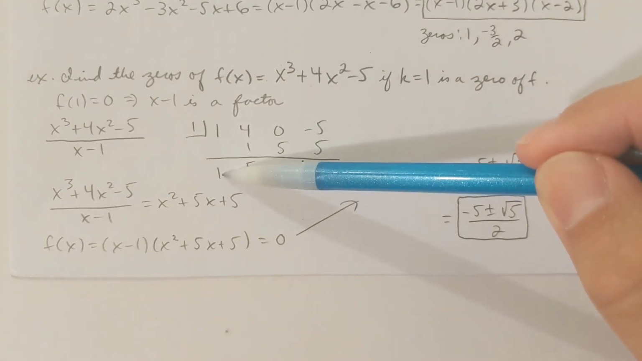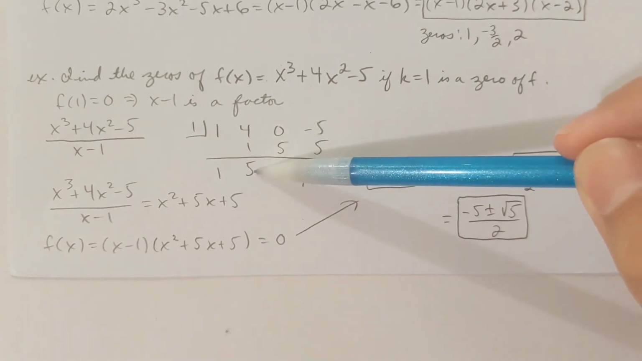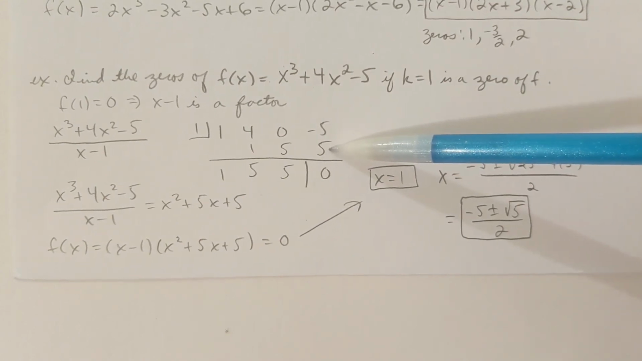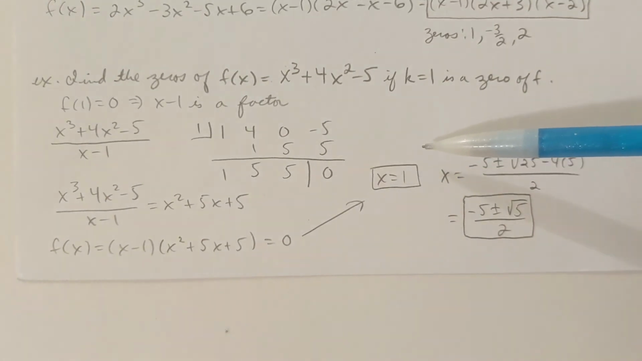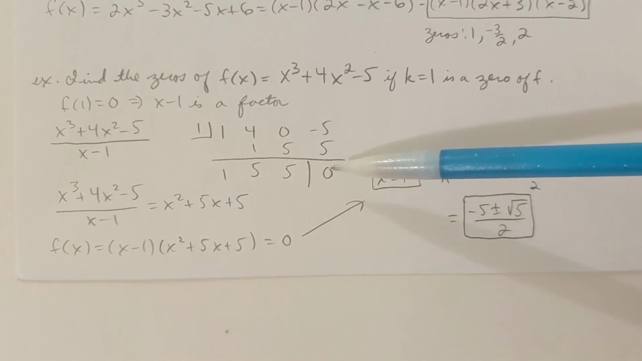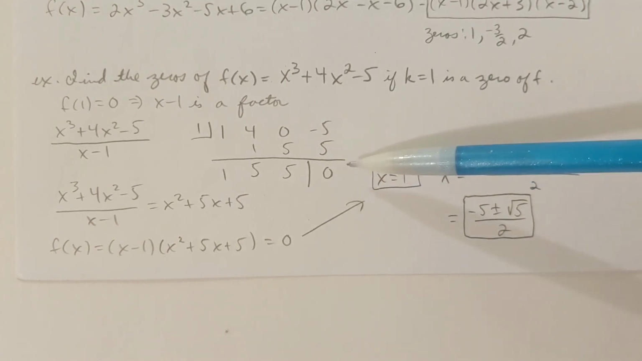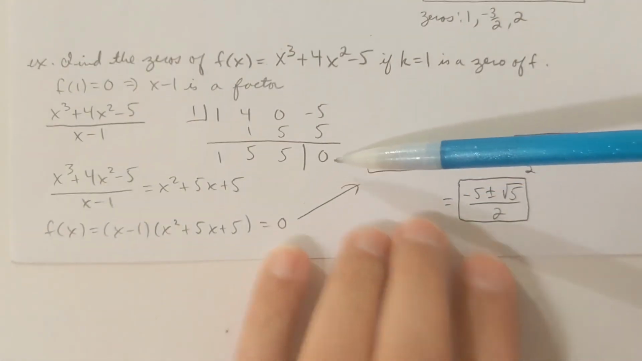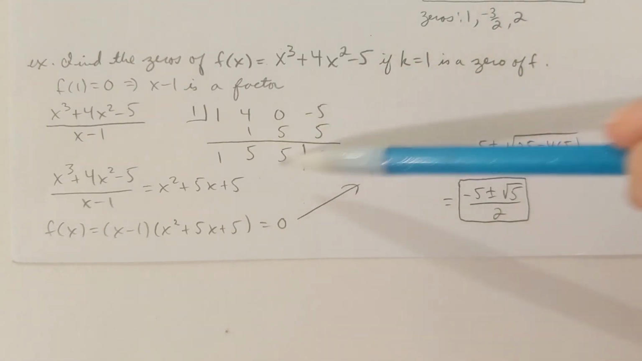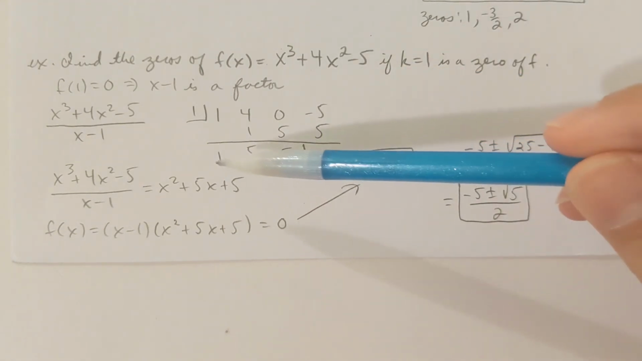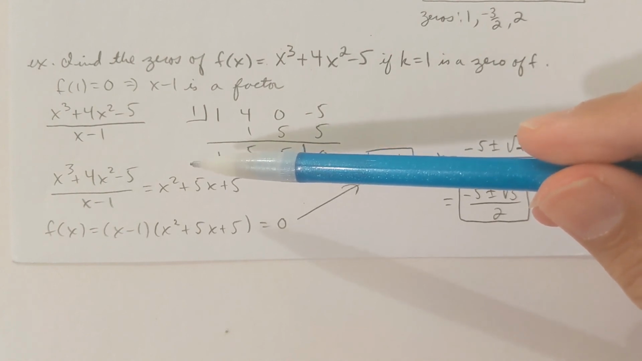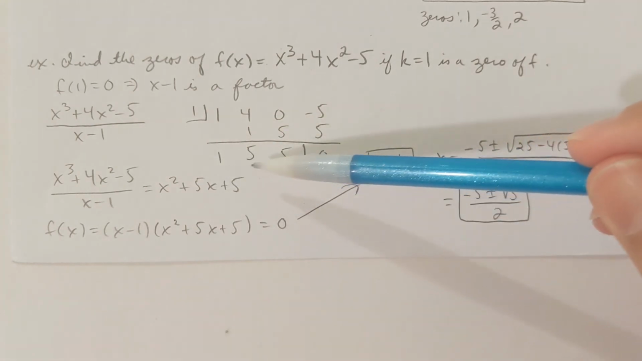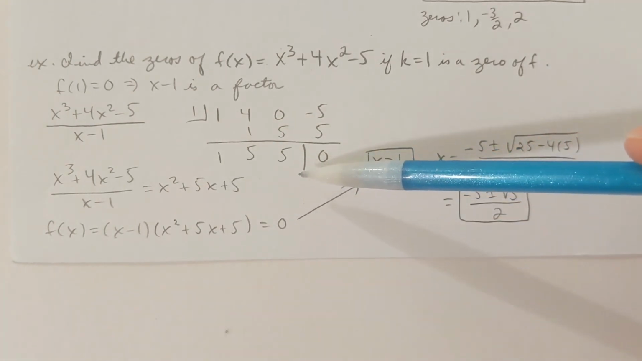So bring down the 1. 1 times 1 is 1. 4 plus 1 is 5. 5 times 1 is 5. 0 plus 5 is 5. 1 times 5 is 5. Negative 5 plus 5 is 0. And so that looks good. That's expected, to have 0 coming out of the calculation. And now, I'm more interested in what's to the left of 0, because x cubed plus 4x squared minus 5 divided by x minus 1 is x squared plus 5x plus 5.